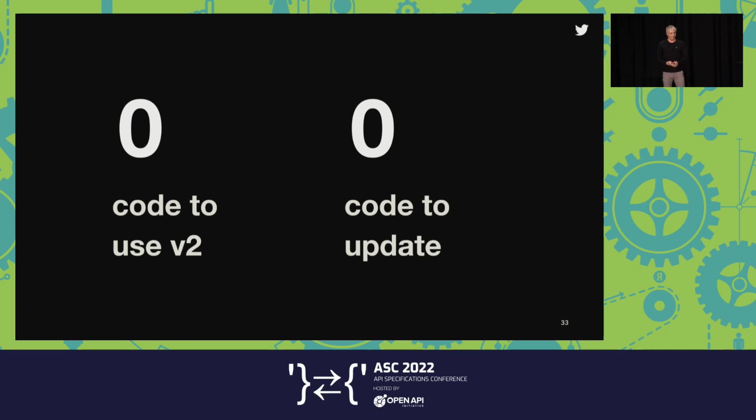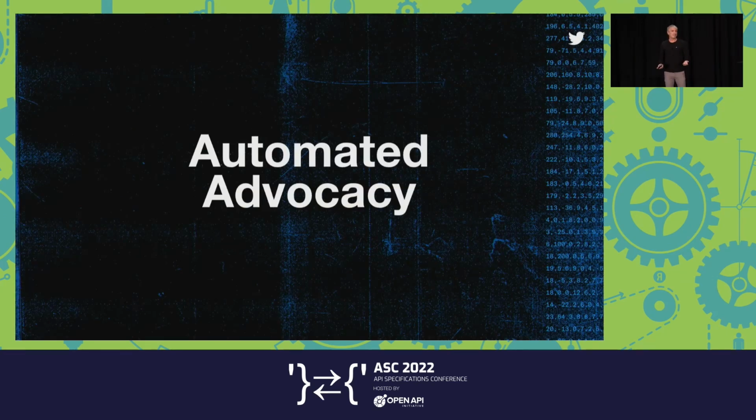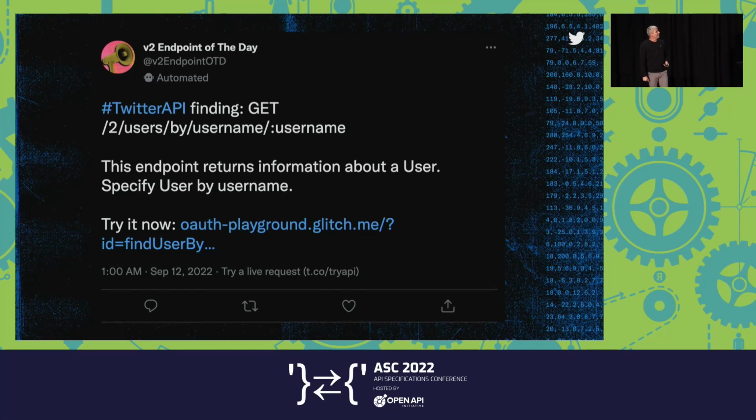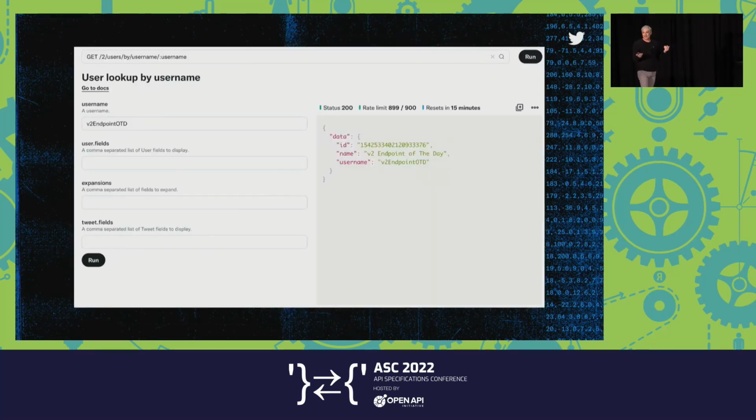Maybe we create a bot on Twitter. So I want to introduce you to my newest member of the team. It's called V2 Endpoint of the Day. It's on Twitter, and every day tweets out an endpoint from the Twitter API V2, powered by the OpenAPI spec, actually powered by the same code base that powers the playground. And so the other day, it tweeted its favorite endpoint, look up by username. It's also one of my favorites. You can just specify a user by the username. If you want to try it now, tap on the link. You go back to Playground. It's already filled out with a username. You just have to hit run, and it goes.